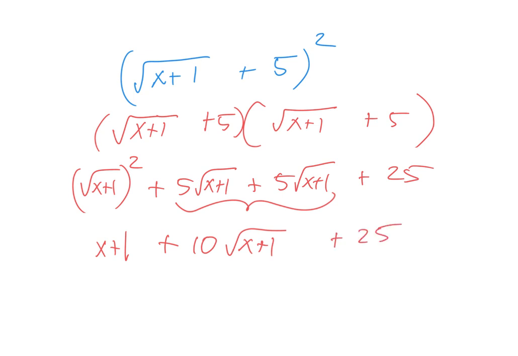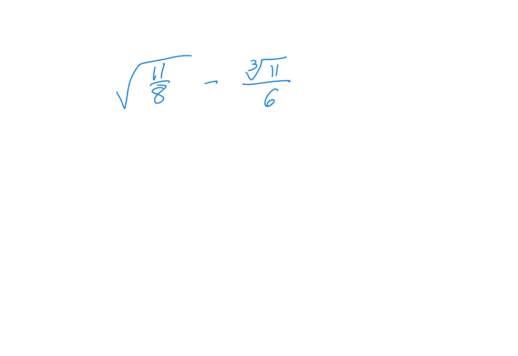And in most cases, when we'd FOIL, we'd be done. But then we've gotten something out of the square root, so we can add this 1 and the 25. So I end up with x plus 10 root x plus 1 plus 26. More simplifying, or I'm going to at least attempt to see if I can simplify.